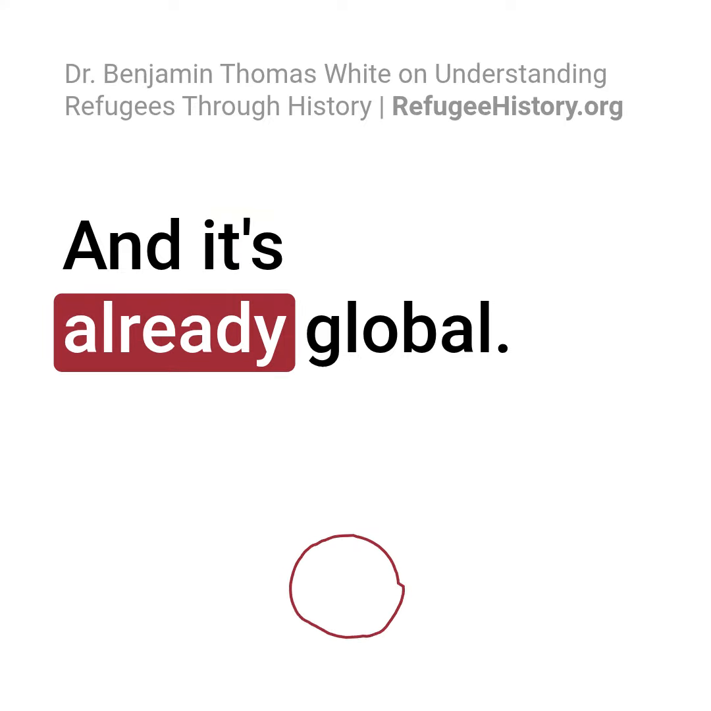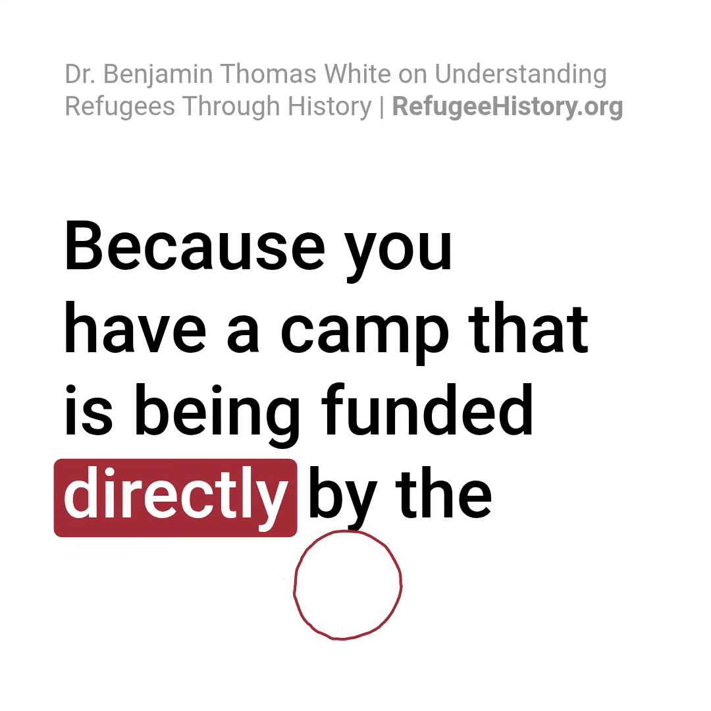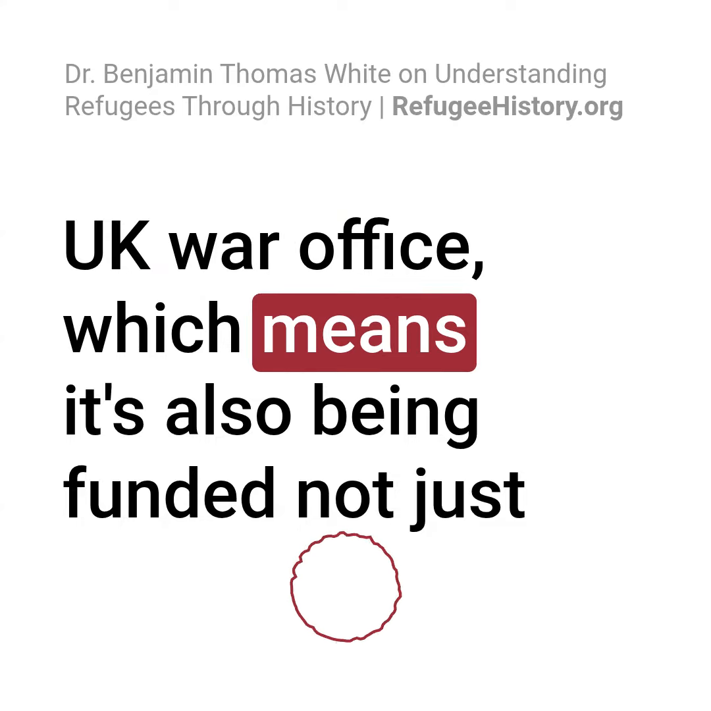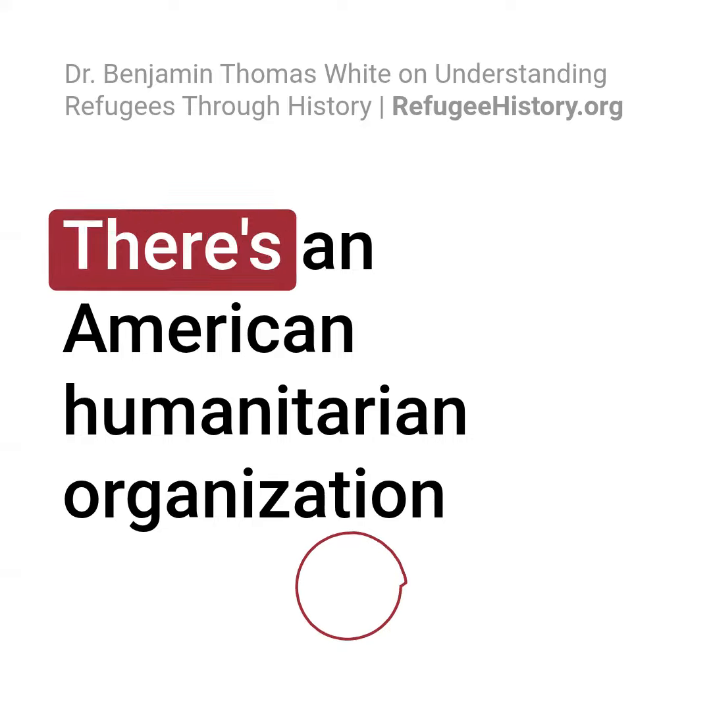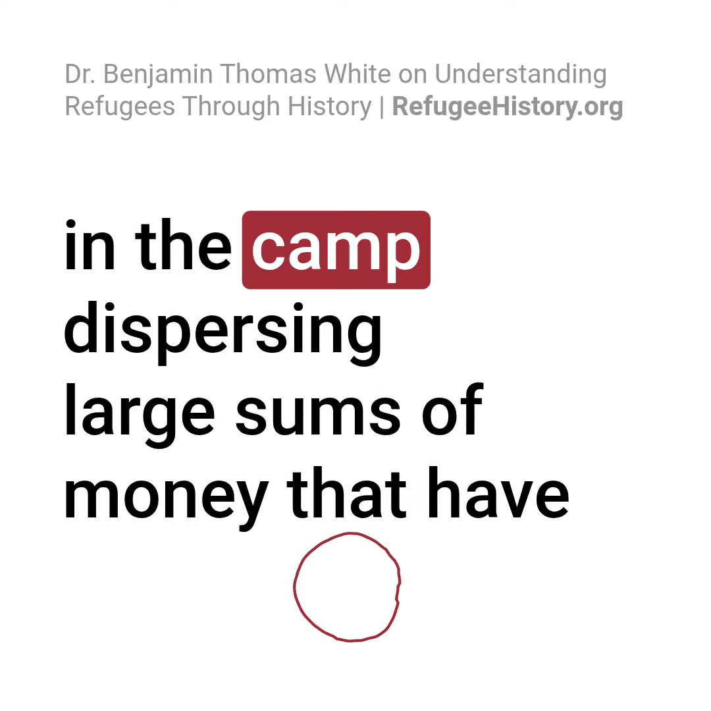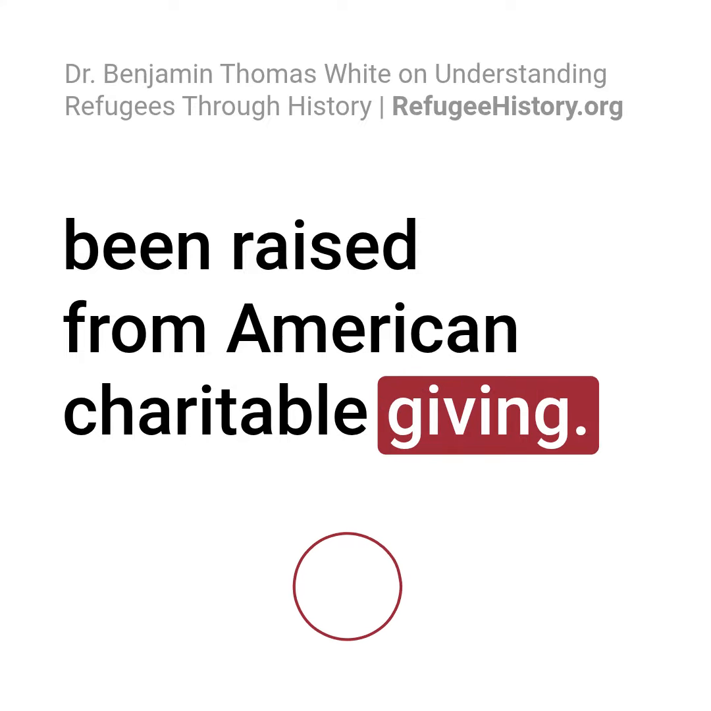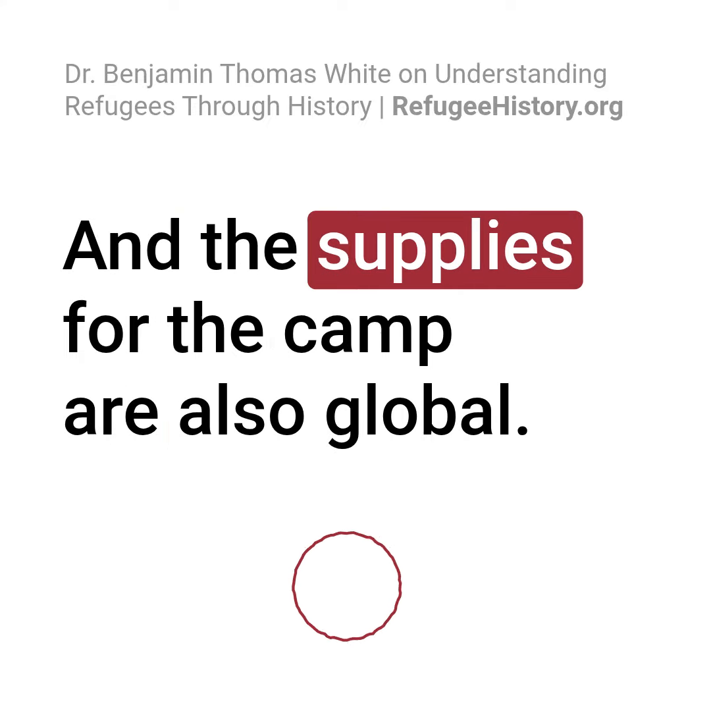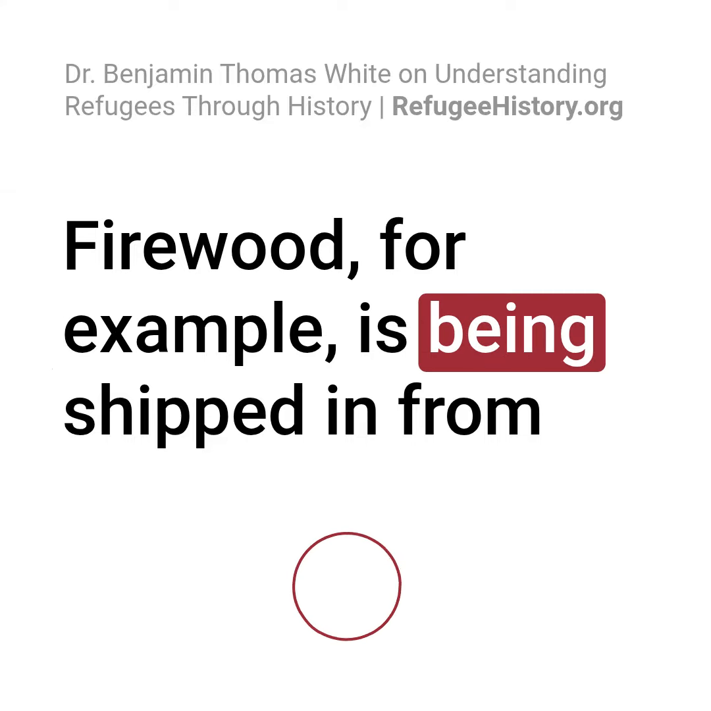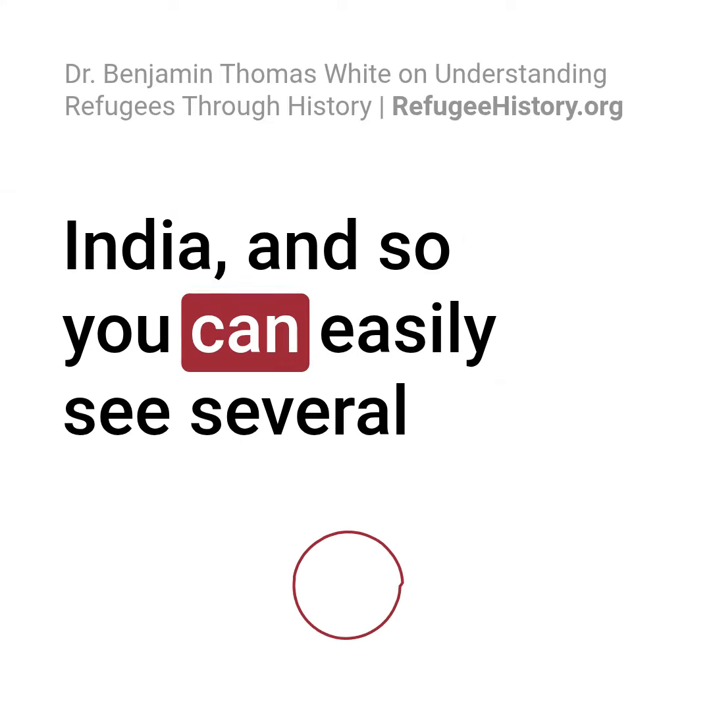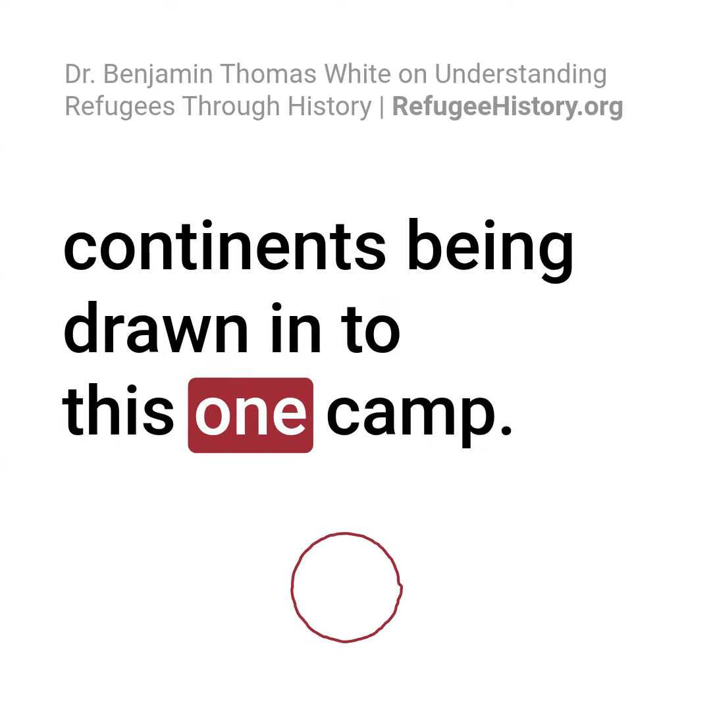And it's already global because you have a camp that is being funded directly by the UK War Office, which means it's also being funded not just by the British taxpayer, but by American loans. There's an American humanitarian organization in the camp disbursing large sums of money that have been raised from American charitable giving. And the supplies for the camp are also global. Firewood, for example, is being shipped in from India. And so you can easily see several continents being drawn into this one camp.